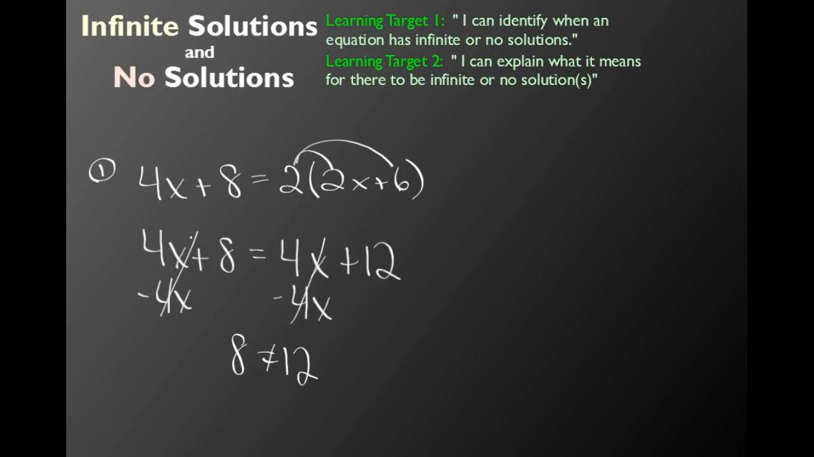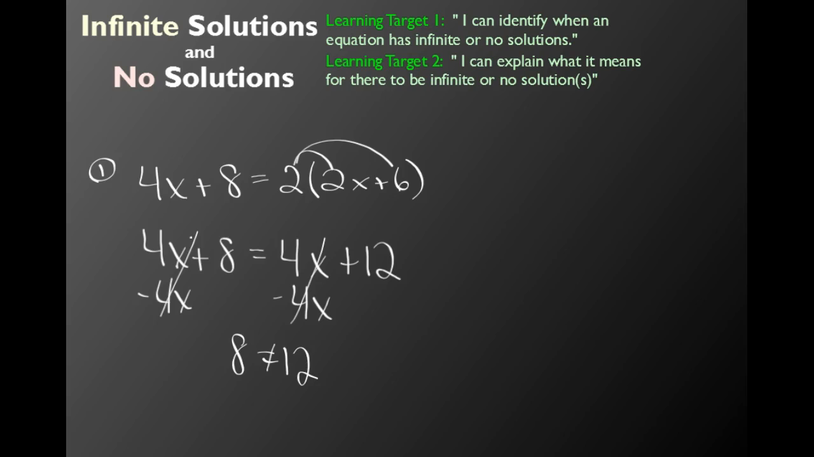Does that mean I did it wrong? Certainly means I should go back and check my work. 2 times 2, yeah, that's 4. 2 times 6, that's 12. I don't feel like I did anything wrong. And what you have found here is an equation that has no solution, that it's impossible.